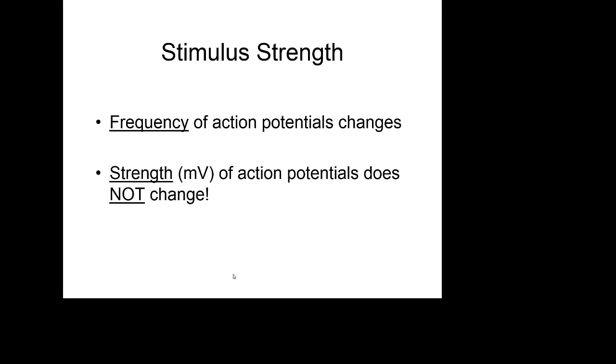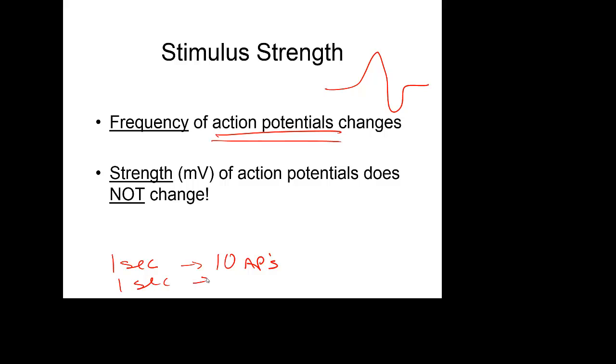So the whole idea with whether or not something is too bright, too loud, too bitter, too sweet, too smelly is all about frequency of action potentials. So our action potentials that we saw before, what we want to know is how often do they occur? If we increase the number of action potentials we get over the same fixed period of time, so say in 1 second you get 10 action potentials versus in 1 second you get 100 action potentials.